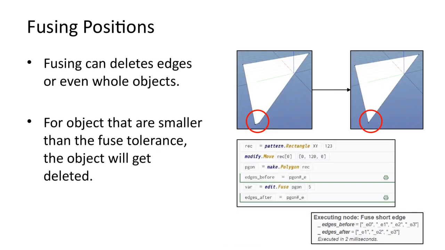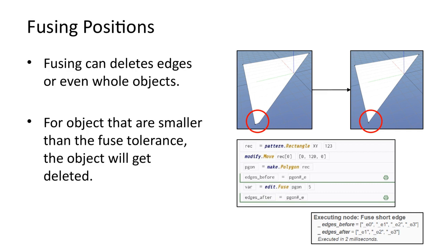One additional thing to note about fusing is that it can be a destructive operation that deletes geometric entities. In the example, we fuse the positions on a polygon. Since one of the edges is shorter than the tolerance, the edge will collapse into a single position. This will result in the edge being deleted. If the whole polygon is smaller than the tolerance, then the whole polygon will collapse into a single position. This will result in the polygon being deleted. For this reason, fusing is usually performed with a very small tolerance.